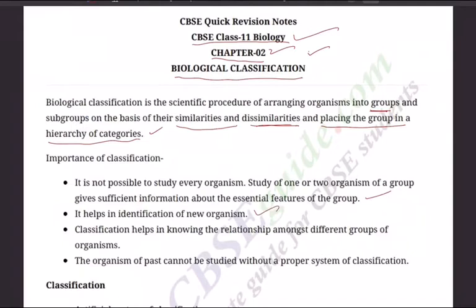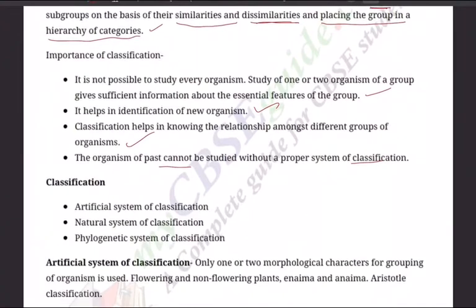It helps in identification of new organisms. Based on the characters that you observed in a particular animal, we can relate that and find out the new organism. Classification helps in knowing the relationship among different groups of organisms. So we combine different classes and orders, come up to the division or phylum, and study the relationship between the various classes and orders under the phylum. And we can have interphylum comparison also. The organisms of the past cannot be studied without a proper system of classification. So we need proper classification to study an organism that existed in the past and is no more.